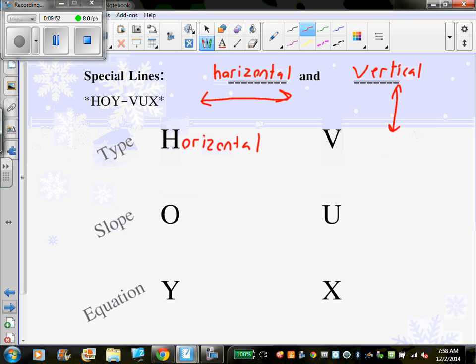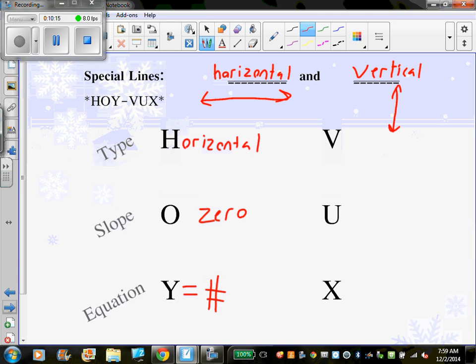When you have a horizontal line, the slope of that line is 0. It's kind of like that flat sledding surface that we looked at earlier today. And the equation for that is going to be y equals a number. And we'll figure out how to get that number soon. So y equals 3 or y equals 5, something like that. So that's hoi.